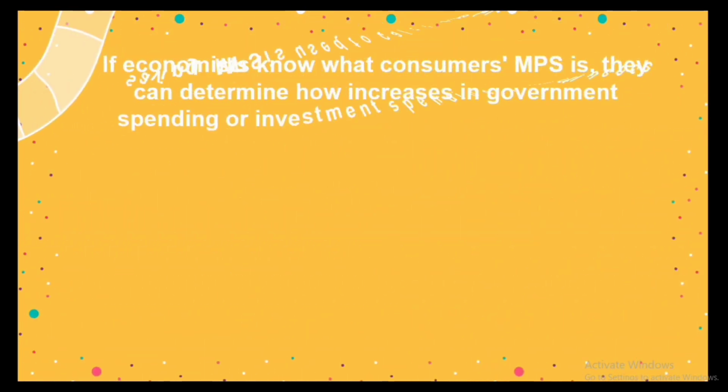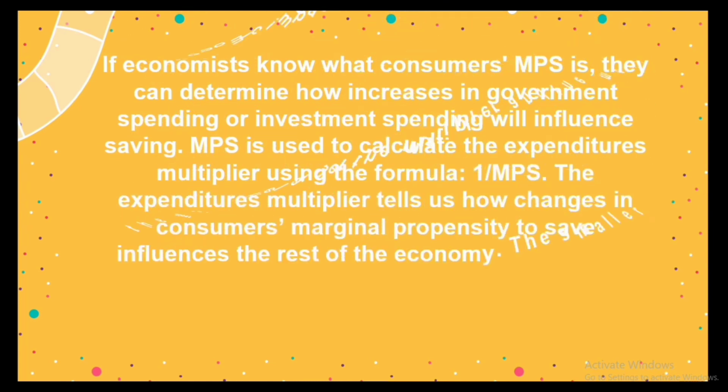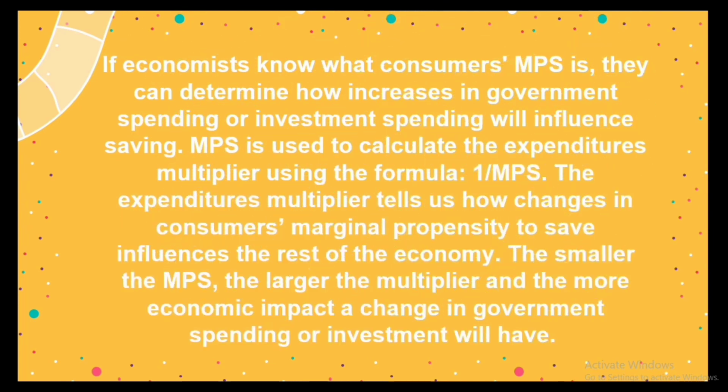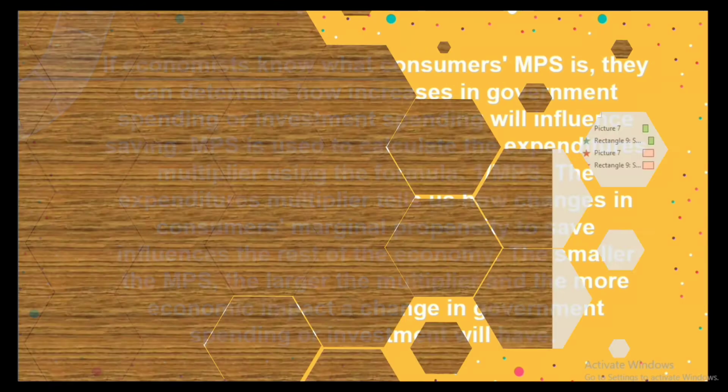If economists know what consumers' MPS is, they can determine how increases in government spending or investment spending will influence saving. MPS is used to calculate the expenditure multiplier using the formula 1 divided by MPS. The expenditure multiplier tells us how a change in consumers' marginal propensity to save influences the rest of the economy. The smaller the MPS, the larger the multiplier and the more economic impact a change in government spending or investment will have.